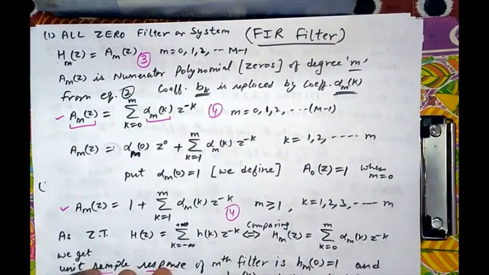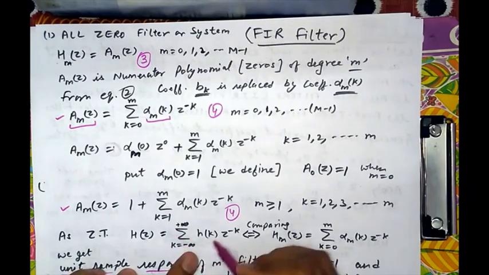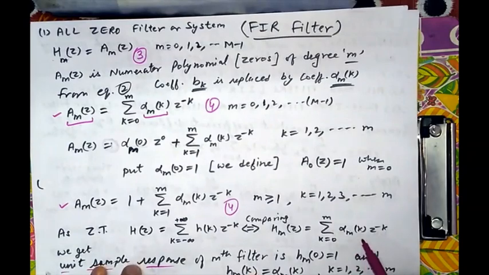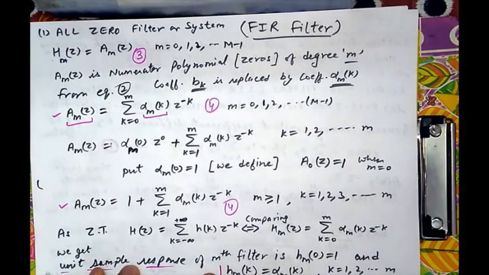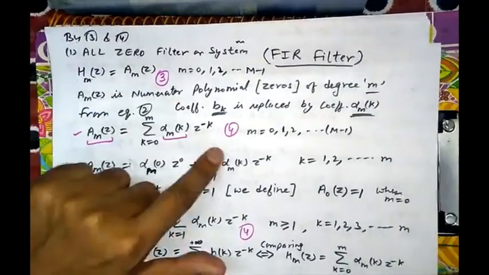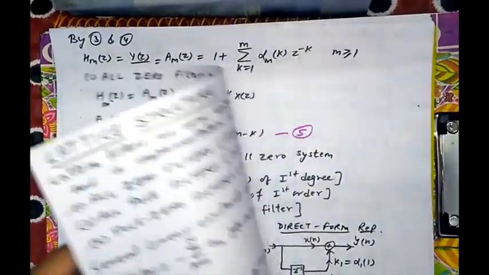So we can write h_m(k). Here we have not written m in the general expression for z transform. h_m(k) is equal to alpha_m(k), where k is equal to 1 to m. So we will use this expression later, please remember it, and all the important equations are used again and again. So please note down these equations.